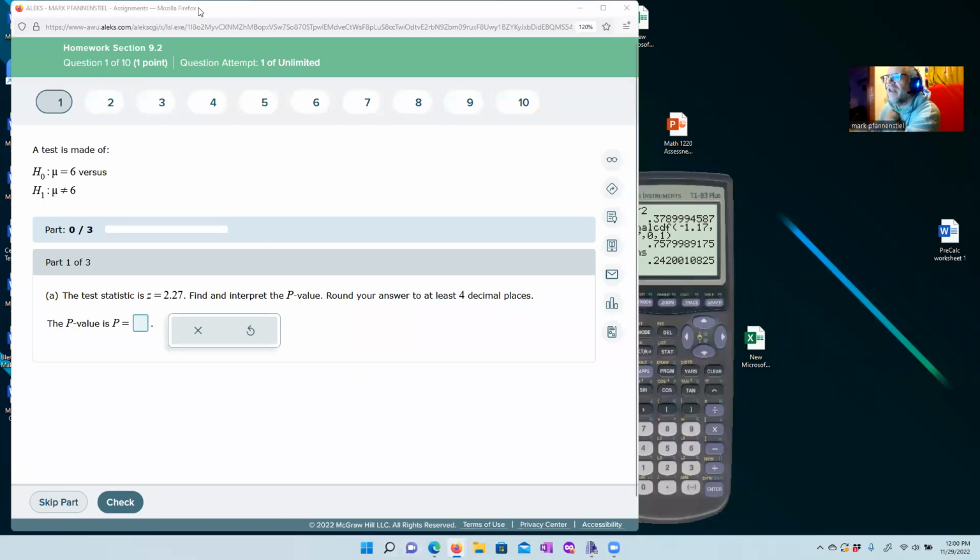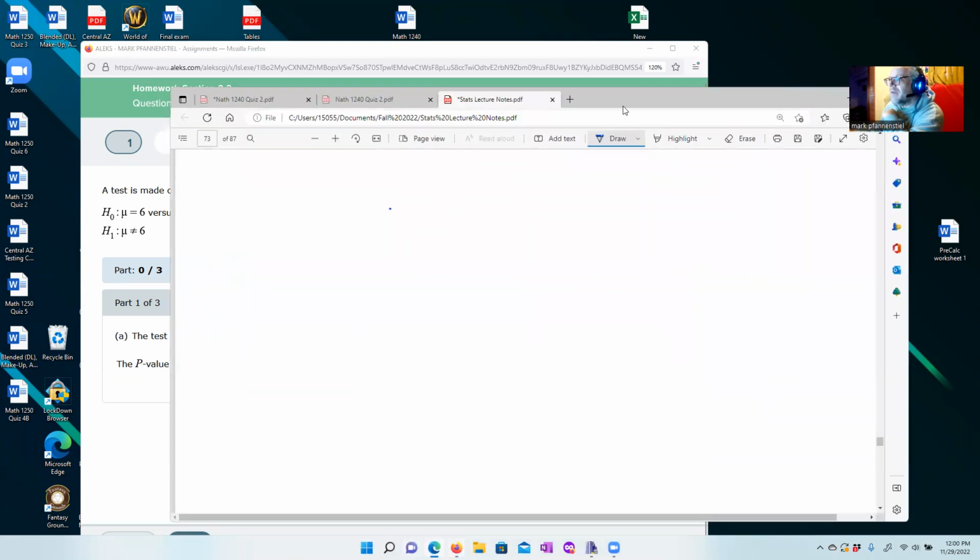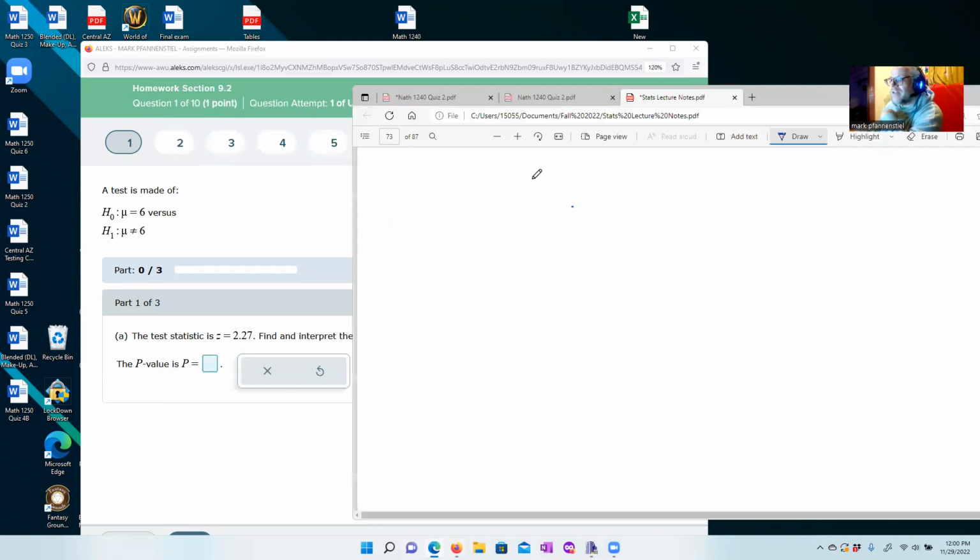So we are talking about 9.1, hypothesis testing and how to get through these. Here we have the hypothesis mu is equal to 6 versus mu is not equal to 6, so it's a two-sided test. What we're going to do is draw our little pictures here. I recommend that you do this. You don't have to, because your test is going to look a lot like this.